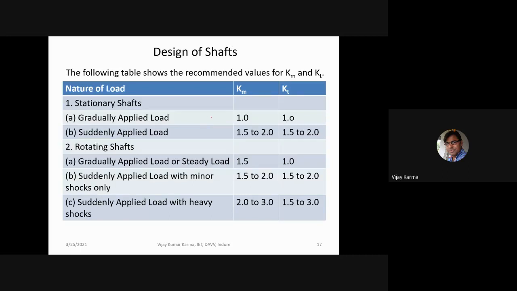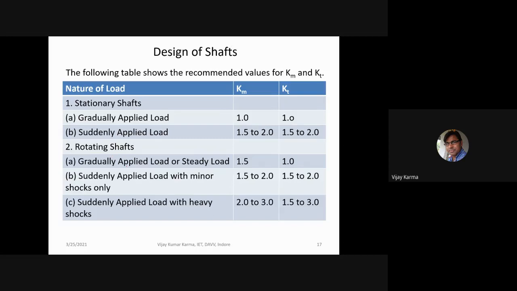And these are the recommended values for the Km and Kt. That depends on the nature of load. For stationary shafts, with gradually applied load and suddenly applied load, the values are given by this. It is 1 in case of gradually applied load. It varies from 1.5 to 2 in case of suddenly applied load, for stationary shafts.